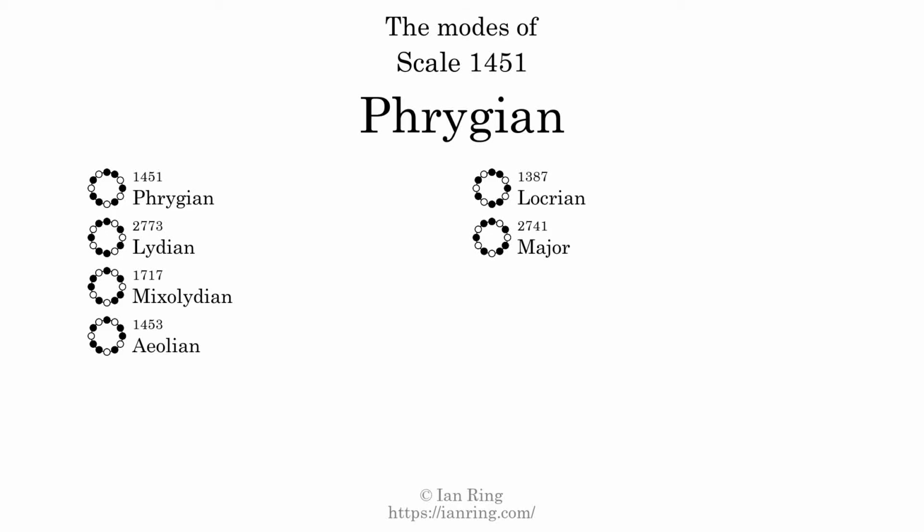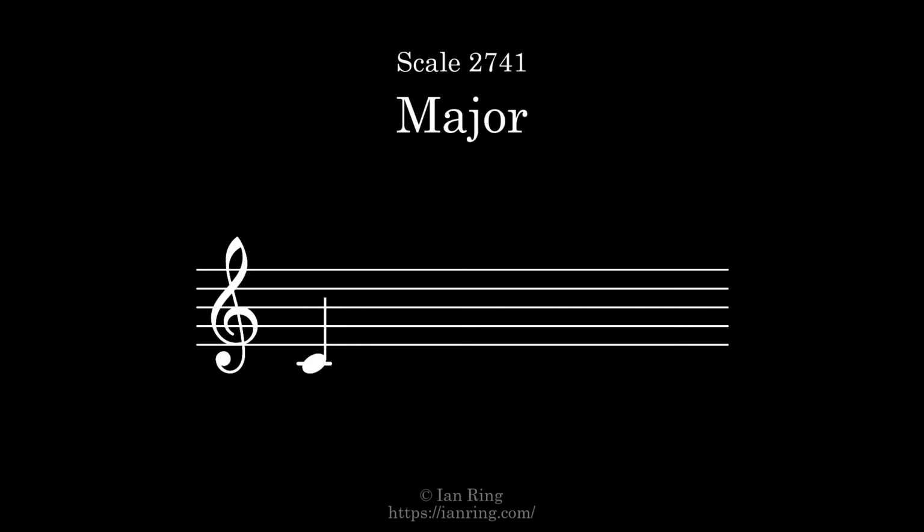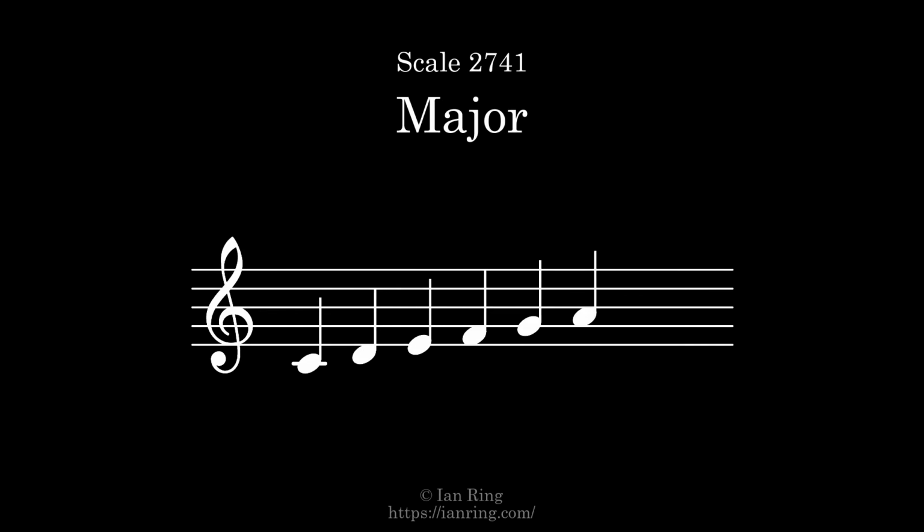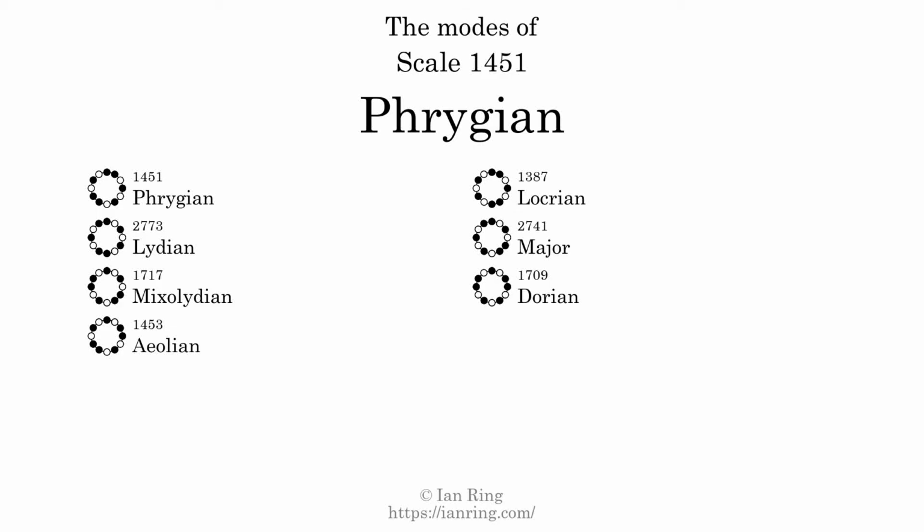The sixth mode is scale 2741, also known as major. It sounds like this. The seventh and last mode is scale 1709, also known as Dorian. It sounds like this.